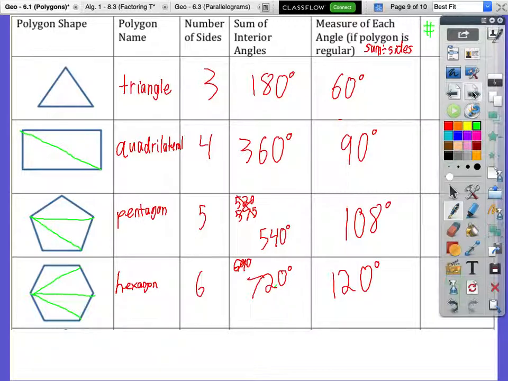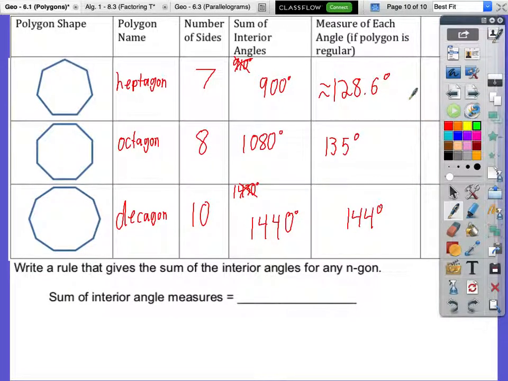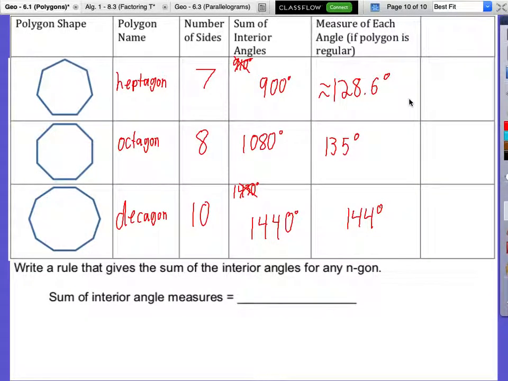Okay? And if we continue that, how many triangles are going to be in a heptagon? 5. How many triangles are in an octagon? 6. How many triangles are in a decagon? How did you get that? Okay, what can we do from the number of sides? Subtract 2 from the number of sides, and you get your number of triangles.